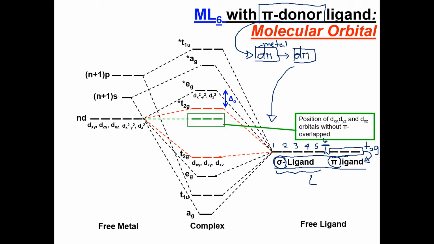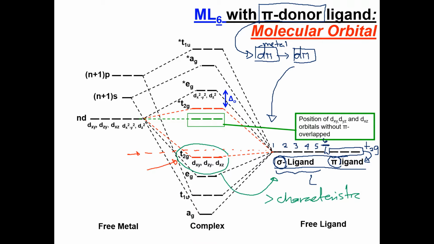The next difference between the pi acceptor and pi donor: you look at the energy level here. This T2g energy level is just below the ligand's energy level. So that's why this T2g will have more characteristic of the ligand. Simply put, the electrons in T2g will come from the ligand.